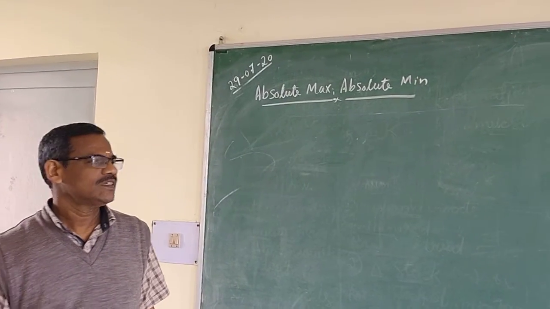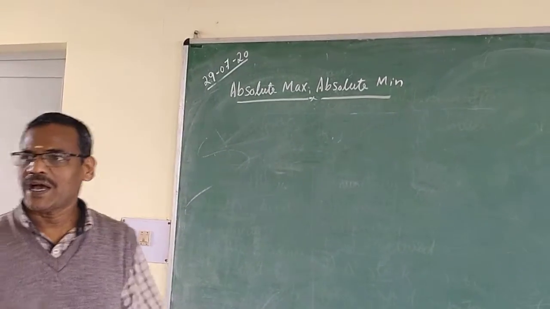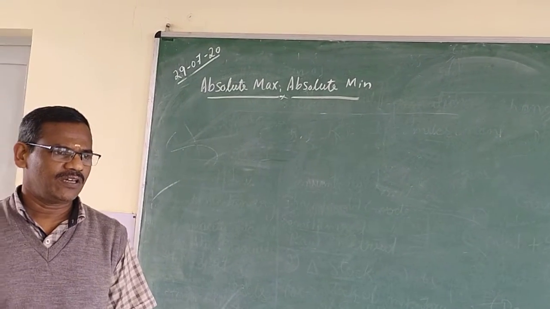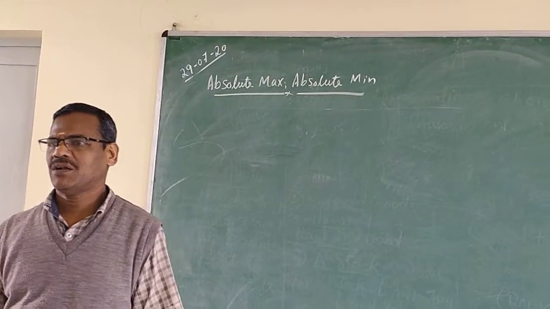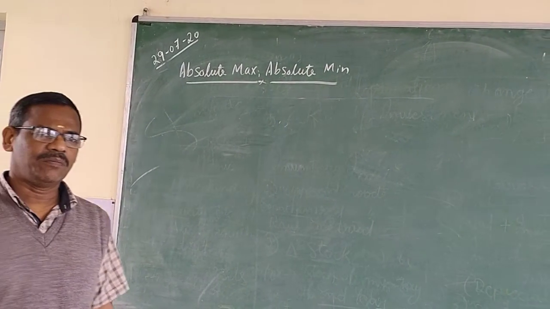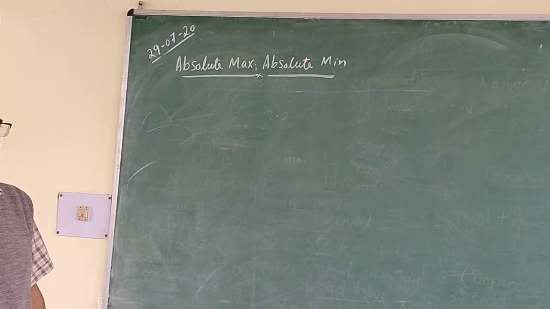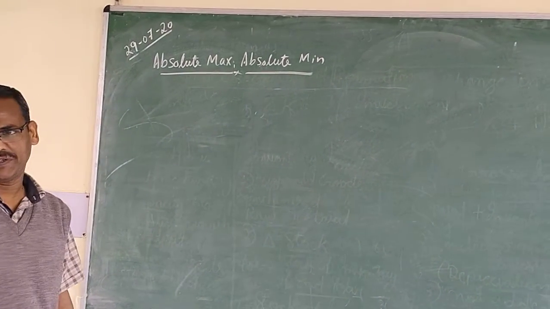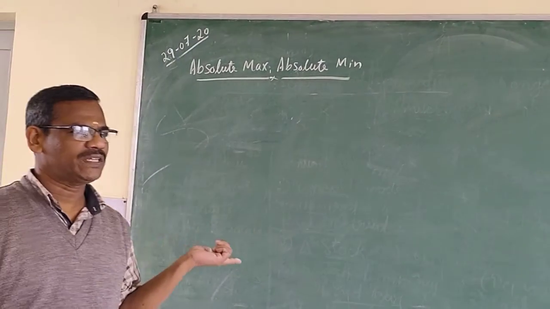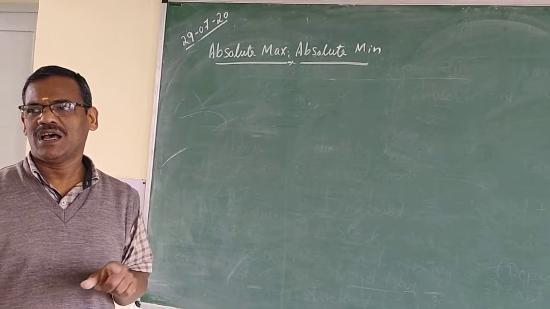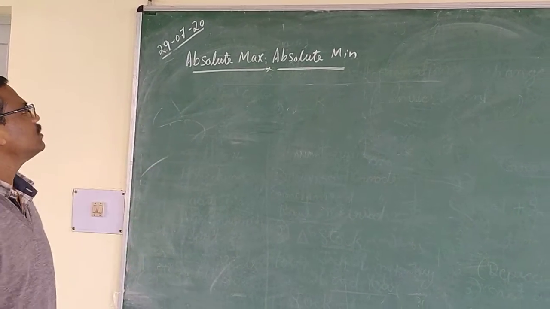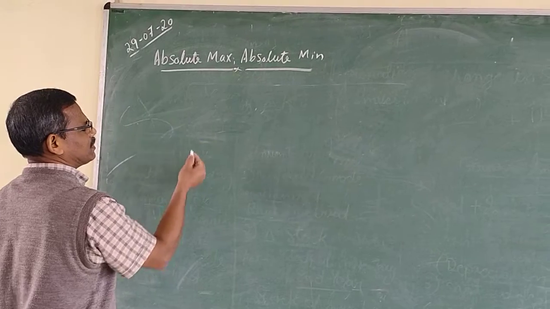Good morning children. Today we discuss the absolute maximum and absolute minimum. In the last class we were talking about local maxima and local minima, which we used to find in the open interval. Now, what is the difference between absolute maxima and absolute minima and the local maxima and local minima?